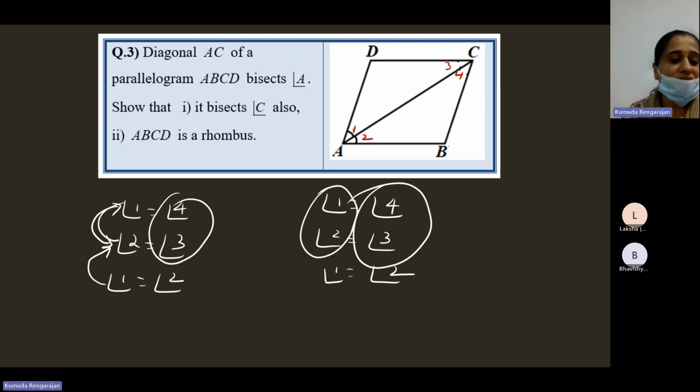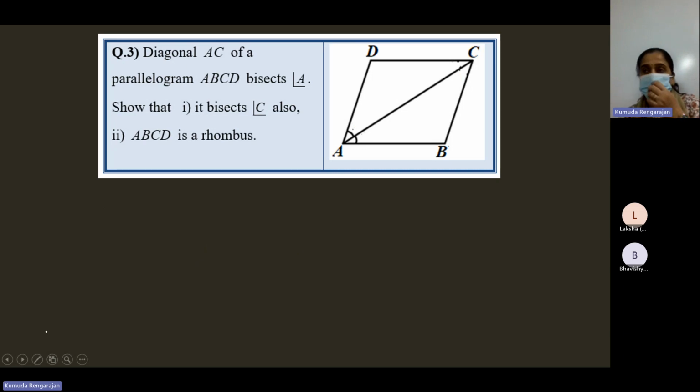Then we'll have to prove that ABCD is a rhombus. Now, how to prove it's a rhombus? It's already a parallelogram. How do you prove a parallelogram is a rhombus? All sides should be equal. But you don't even have to prove all sides are equal. It's enough if you show adjacent sides are equal.